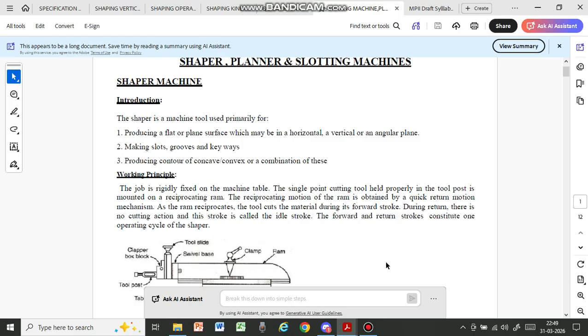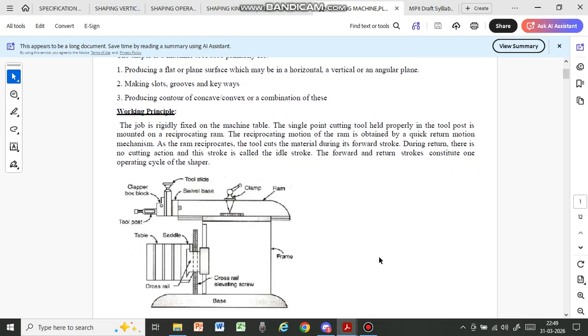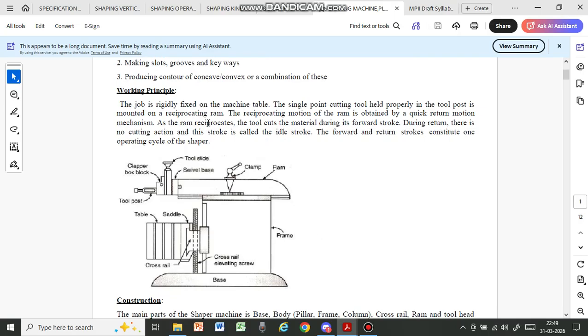Now, what is the working principle? The job is rigidly fixed on the machine table. The single point cutting tool is held properly in the tool post. Here, the cutting tool is mounted on the reciprocating ram. This ram reciprocates from here to here. The reciprocating motion of the ram is obtained by a quick return mechanism.